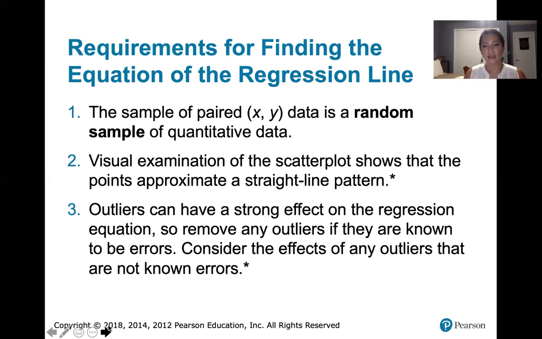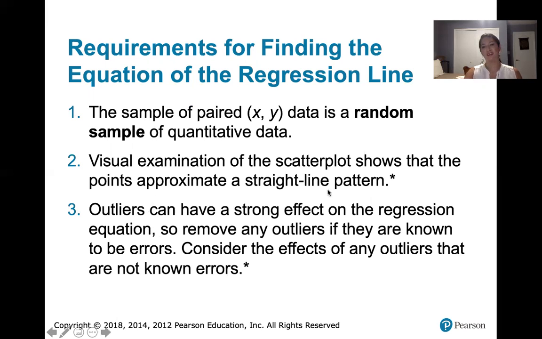And third, if there are any outliers and they're known to be errors, those outliers should be removed because those outliers will have a strong effect on the regression equation. If we have some outliers and they're not known to be errors, that regression equation should be calculated with the outliers and without the outliers.